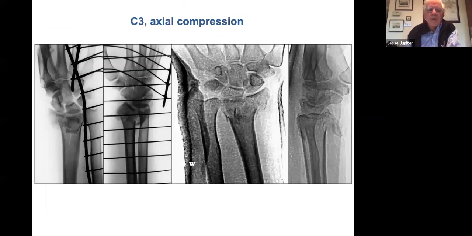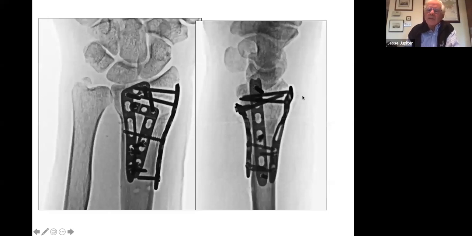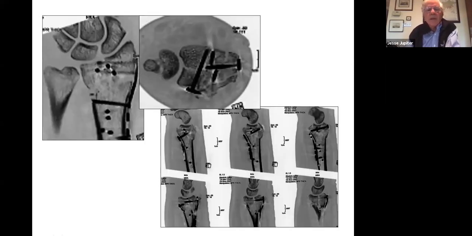Well, one of the ways to analyze this is with CT scans. CT scans will show you very effectively not only the extent of deviation of the metaphysis, but really an understanding of the lunate facet. Sometimes we need to do small plates on both sides. Sometimes we can't do everything with a volar plate.